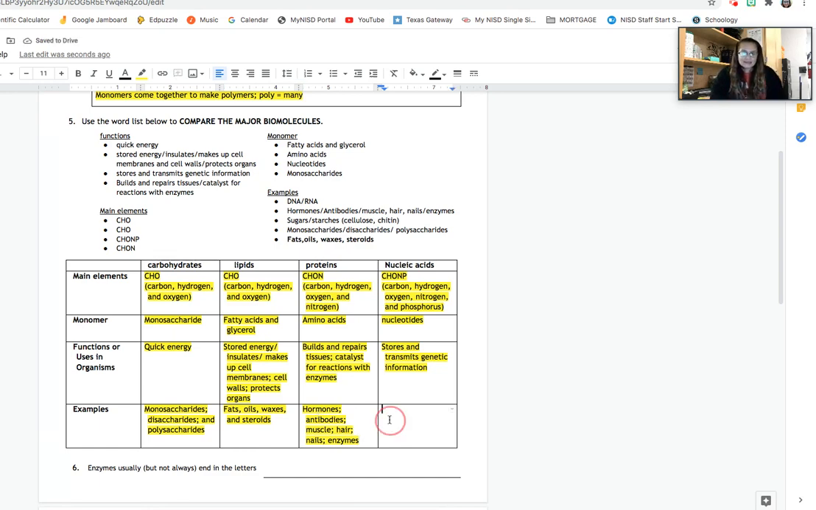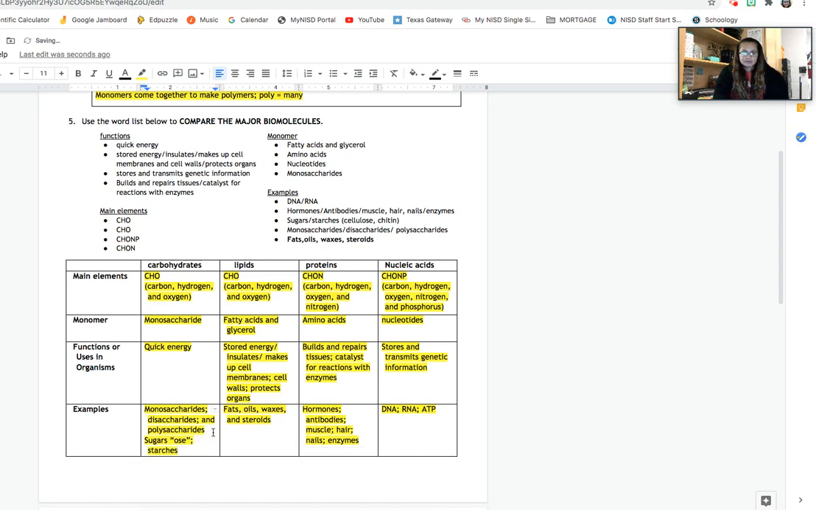For nucleic acids, it's DNA, RNA, and we're also going to add ATP, which carries the energy. On our list, we also have sugars and starches, like cellulose. That's going to be a carbohydrate as well. Remember, sugars end in OSE. Anything ending in OSE is a sugar and therefore a carbohydrate. Starches and cellulose and chitin.